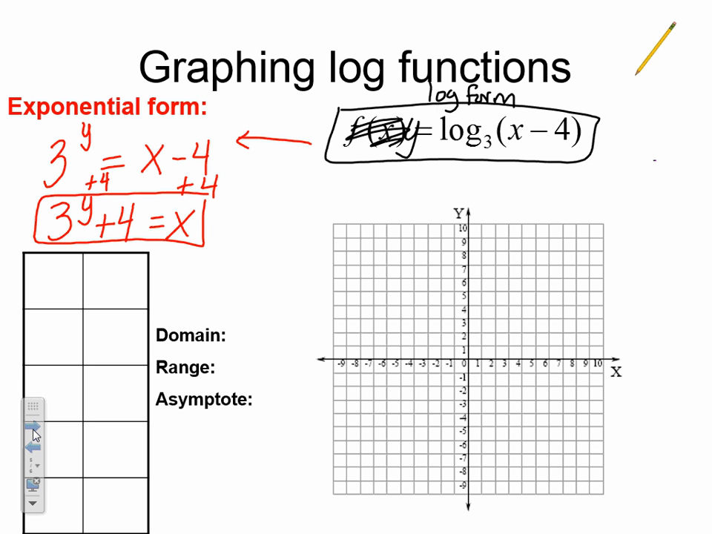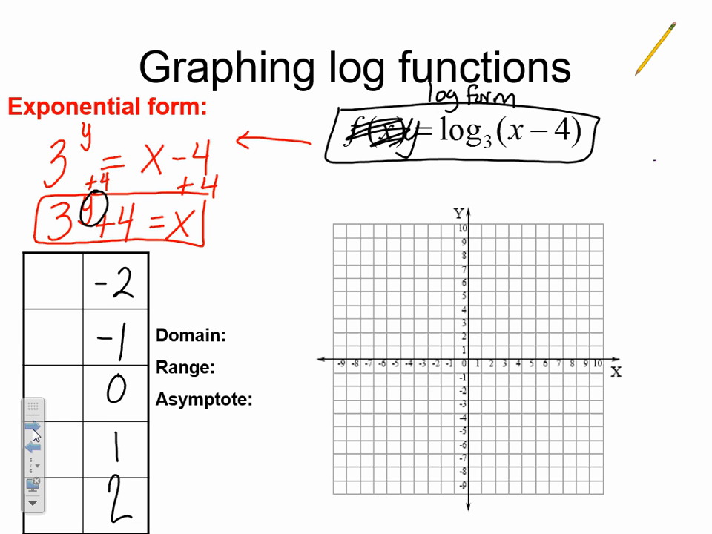Now remember where we're going to plug these values in at. We're going to plug them in the y column. That's right, because we're going to plug numbers in right there for that exponent. So we're going to plug them in the y column. Now when I do that, you can just type that in your calculator, 3 to the -2 power, and then add 4.